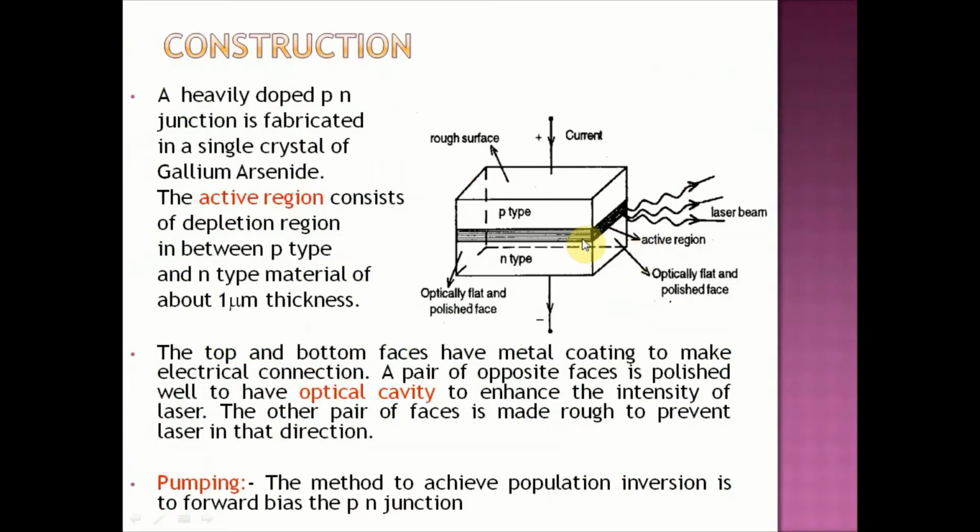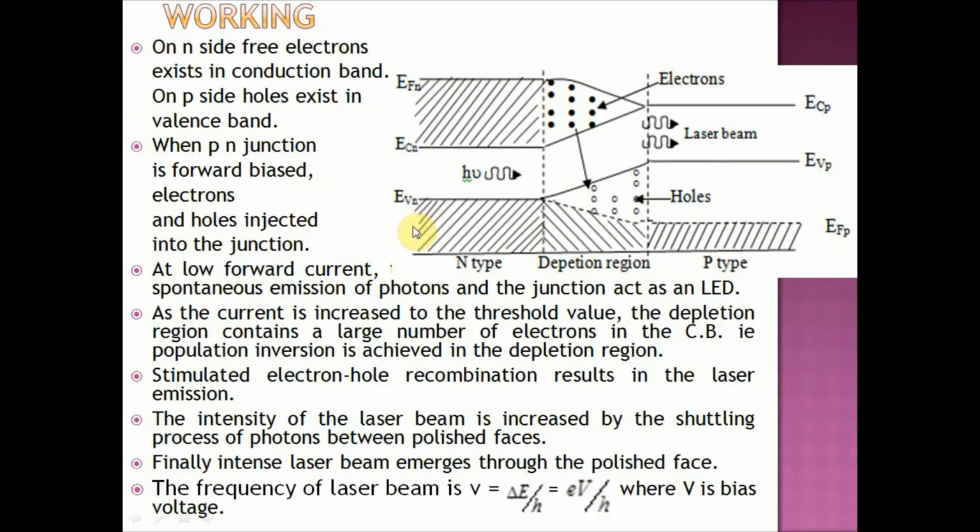So this is the p-type material. When it is forward biased, the holes from the p-type go to the junction and the electrons in the n-type material go to the depletion region, that means the junction. Now at low forward current, there is spontaneous emission of photons and the junction acts as an LED. Now we are passing a very small amount of current, so spontaneous emission is happening. At low forward current, the photons are emitting. Now the junction will act as an LED.